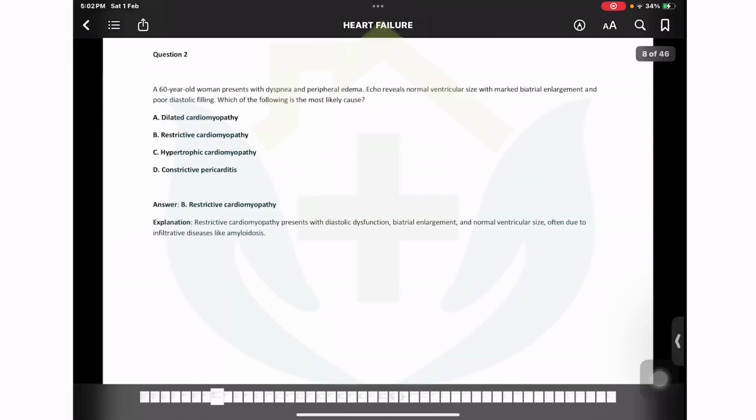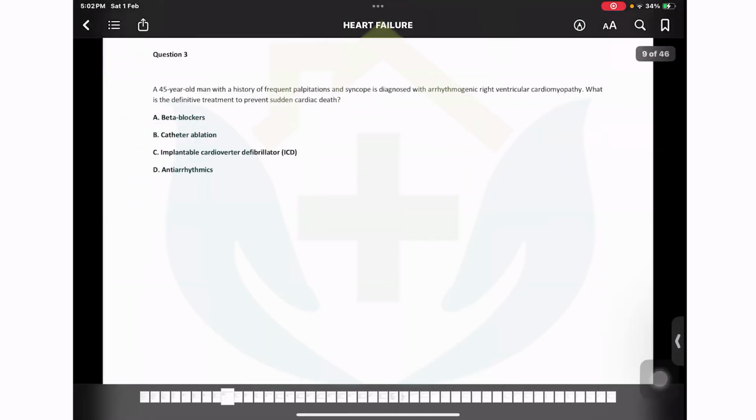Okay. All right. So this is question 3. A 45-year-old man with a history of frequent palpitations and syncope. He is diagnosed with arrhythmogenic right ventricular cardiomyopathy. What is the definitive treatment to prevent sudden cardiac death?